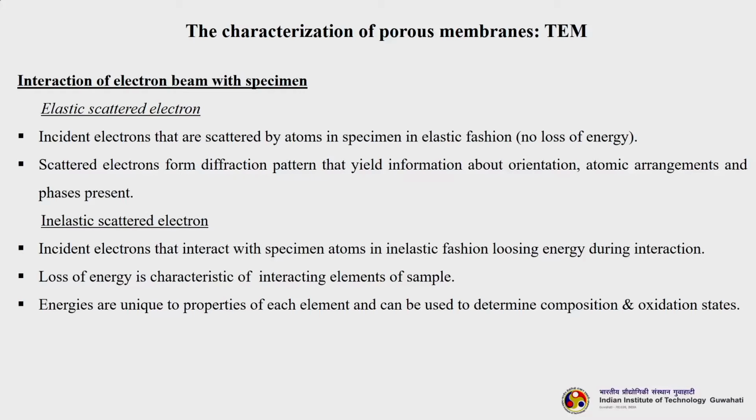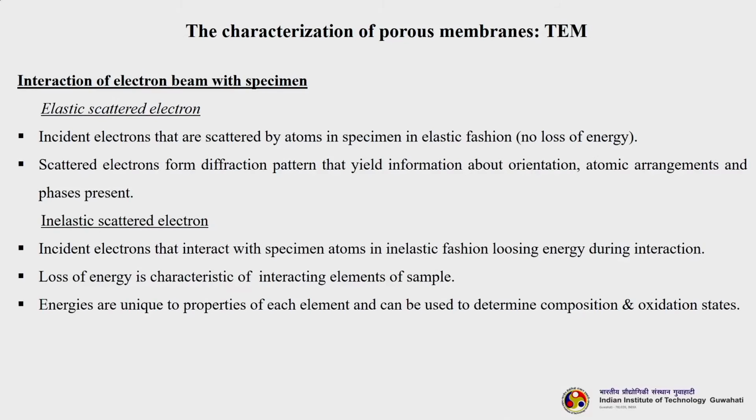Then another form is inelastic scattered electrons. These are incident electrons that interact with specimen atoms in an inelastic fashion, losing energy during the interaction. So, the difference between elastic and inelastic is that in elastic there is no loss of energy, whereas in inelastic a substantial amount of energy is lost during the interaction. This loss of energy is characteristic of the interacting elements of a sample. Energies are unique to the properties of each element and can be used to determine composition and oxidation states.